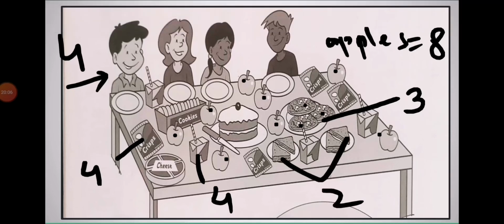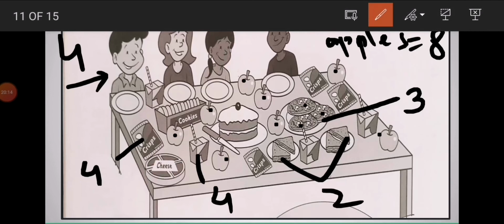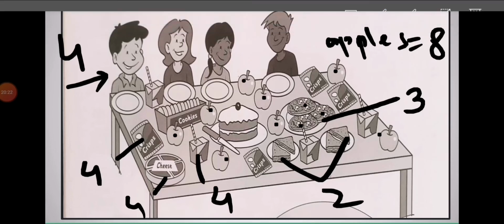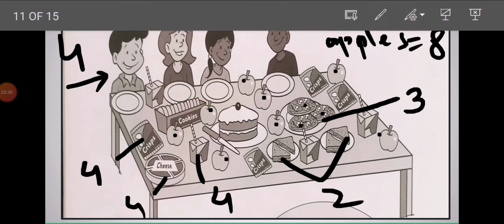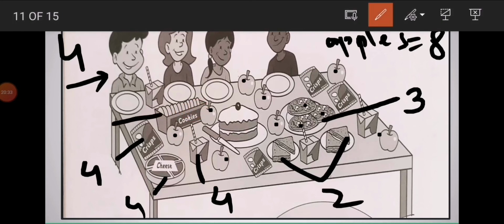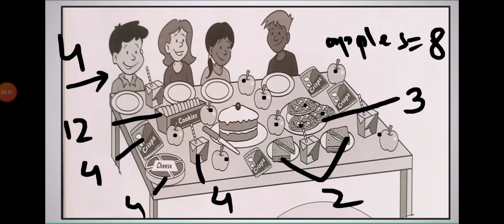Now we have done apples, we have done pizza, crisp packets. Now look at the cheese. How many cheese slices are present here? 1, 2, 3, 4. 4 cheese slices are present here. Right? Cake is 1. Now count the cookies. 1, 2, 3, 4, 5, 6, 7, 8, 9, 10, 11, 12. So cookies are 12. Now we know how many things are present and what is the total of each food.